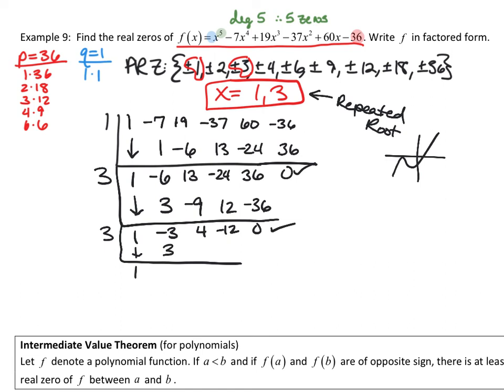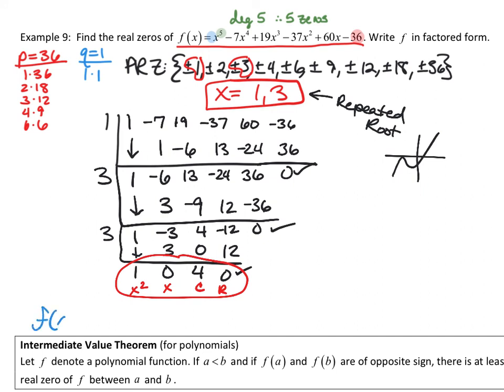Bring down, multiply, add, multiply, add, multiply, add, and thank goodness we tried 3. I wonder why I picked 3. That would mean it's also a factor because the remainder is 0. Had you tried 1 again, it wouldn't have worked. You would have gotten a remainder that was non-zero, and you would have known that that wasn't one of your factors. Okay, which means now that we have these 3 factors that are real, we'd be able to use this leftover piece right here, our quotient, as our very last part of this function.